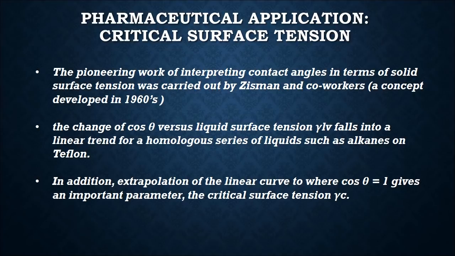So how do we measure solid surface tension? The pioneering work of interpreting contact angle in terms of solid surface tension was first carried out by this researcher and a co-worker in 1960. However, in the theory behind how you measure solid surface tension, you need to use various types of organic solvent, then use an equation to estimate the solid surface tension.